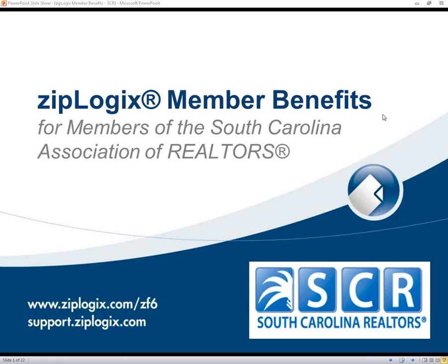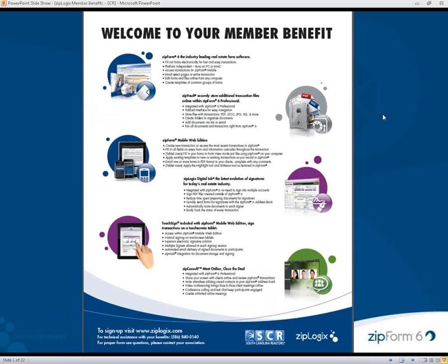We're going to talk about the different tools that you have access to and how you can go ahead and work from anywhere. Now, your member benefits include zipForm 6 so that you can fill out your forms and work with clients quickly and professionally. It also includes, alongside your forms, online storage, where you can add PDF documents or any other type of computer file, pictures, Word documents, Excel spreadsheets.